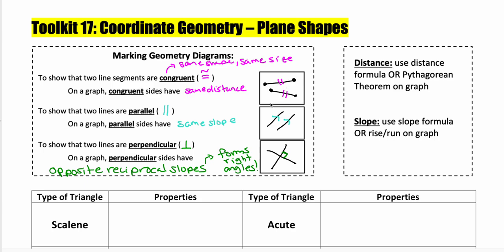So the markings are for shapes when we are not on a coordinate grid and we just have the picture. We have the distance and slopes when we are on a coordinate grid, because then we can actually find the values of the distance and the slope to analyze the differences or the similarities between them. So how do we find the distance or the slope? Distance, you're going to use the distance formula or the Pythagorean theorem on a graph.